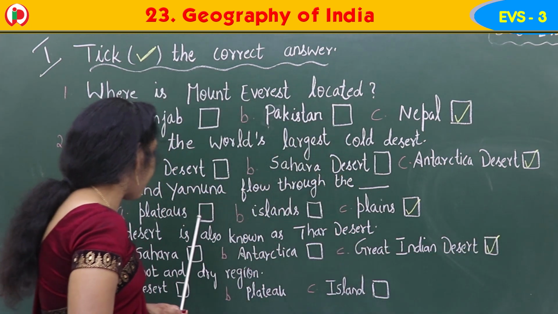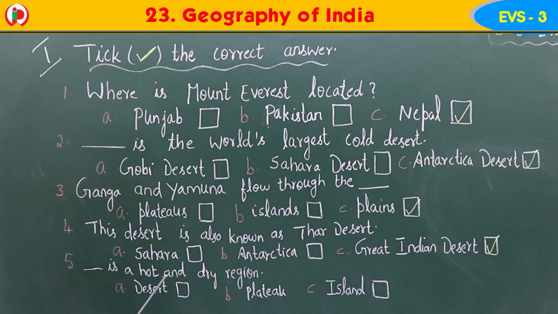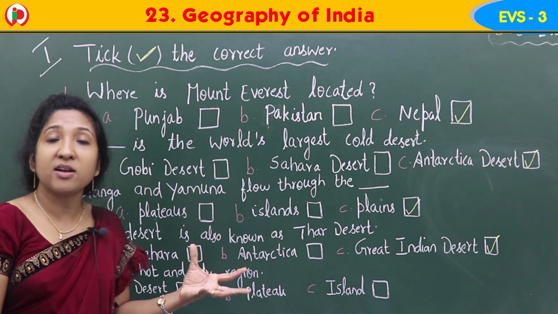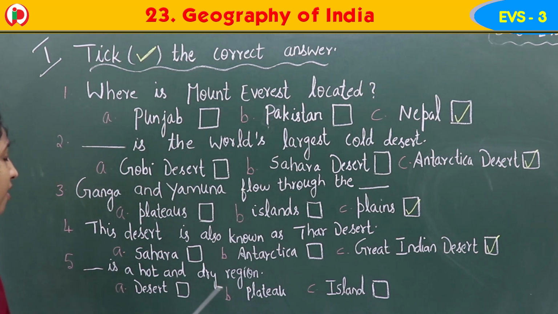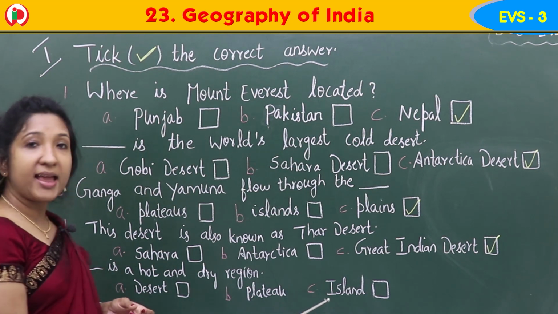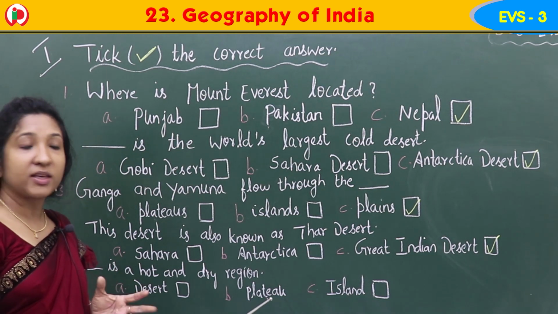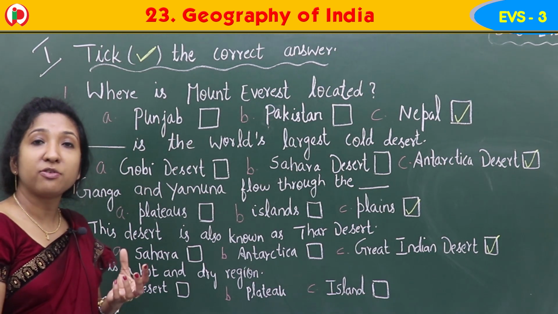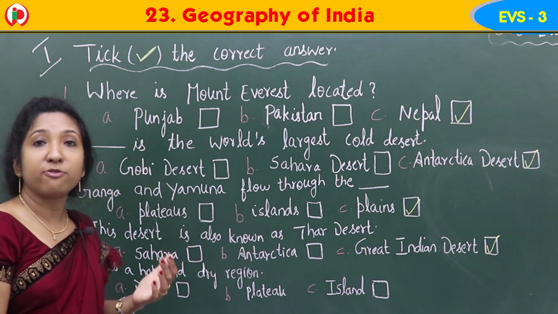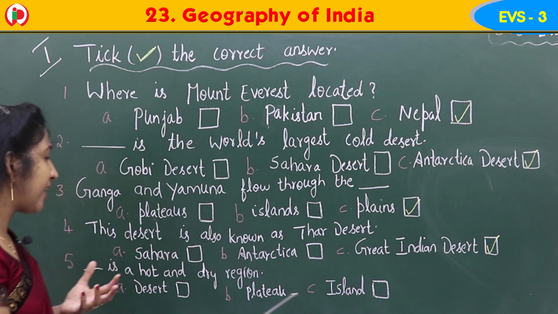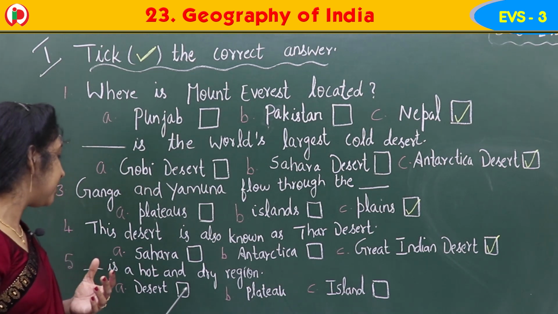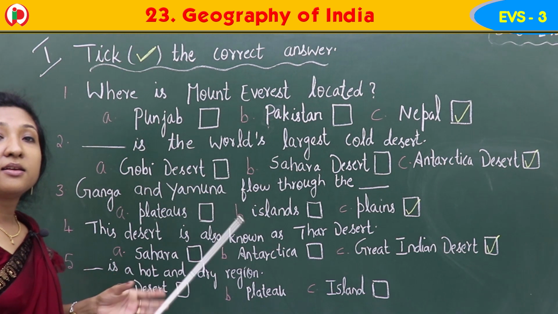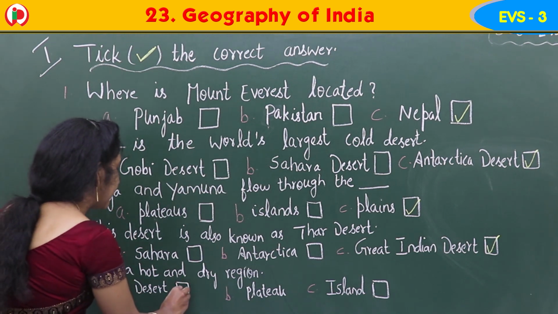Okay, yes. Now coming to the last question, dash is a hot and dry region. Yes, very hot, dry, barren area of land full of sand. Which is that? Option A, desert, option B, plateau, option C, island. Plateaus are table land, rocky land. Islands are small areas of land surrounded by seas on all the 4 sides. And hot and dry region is option A, desert, D-E-S-E-R-T, desert. So option A is the right answer.